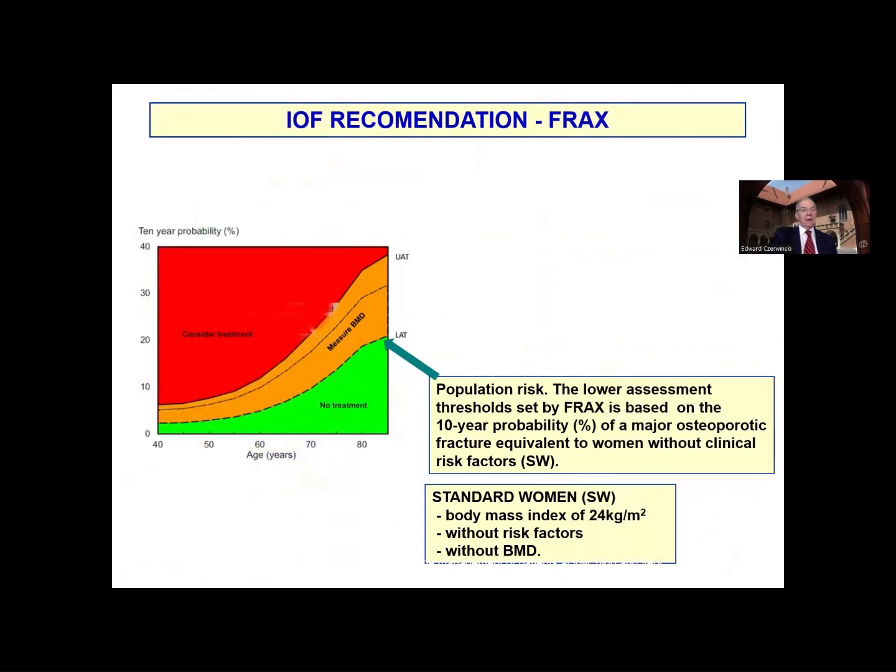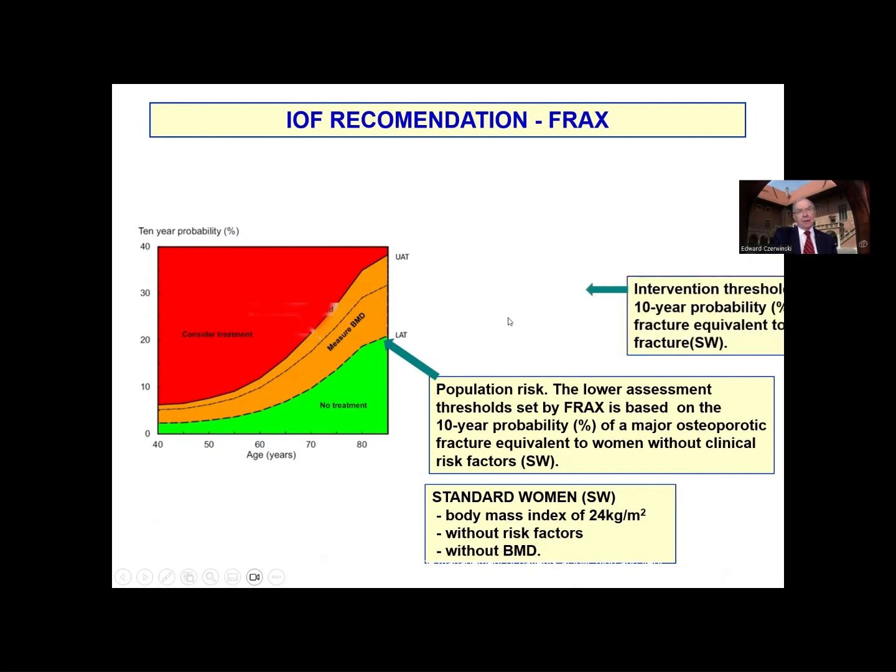How does the IOF recommendation work? Here we have the FRAX results based on the standard woman. When she is 50, her risk will be 5. If she is 80, her risk is 18, something like that. So this is the population risk. Above the population risk is the patient whom you have to consider treating.